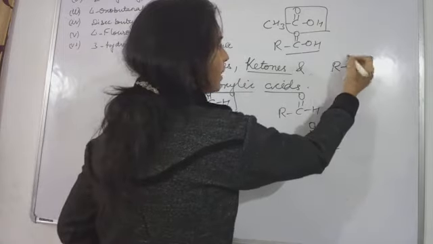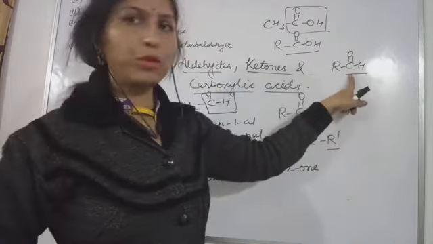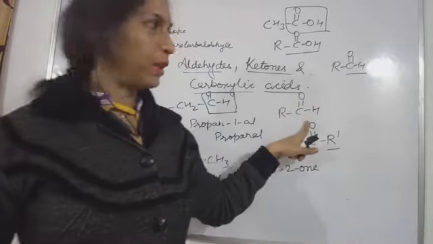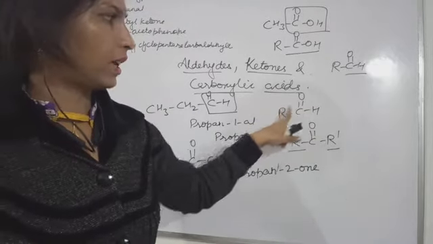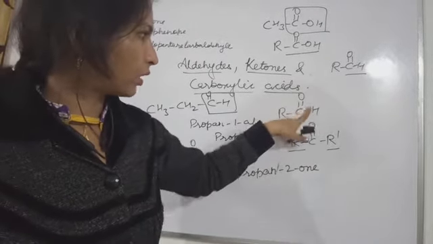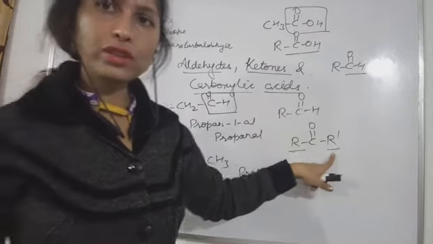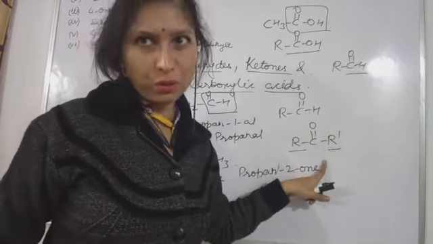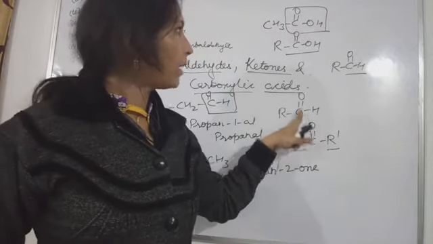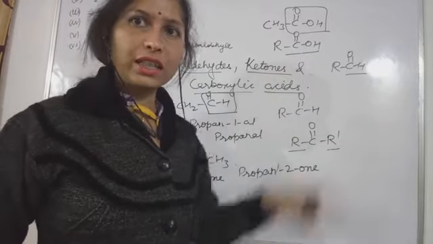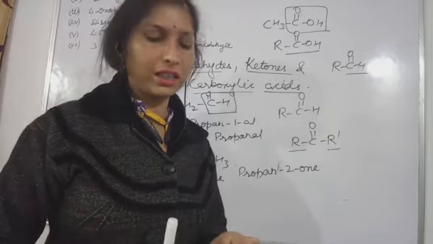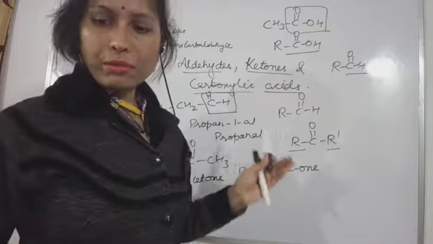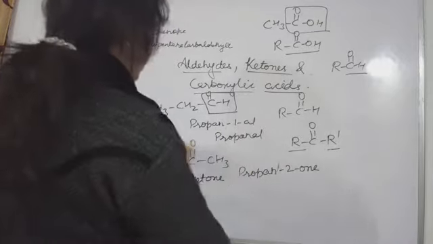In RCHO also, the terminal carbon possesses the functional group. In a ketone, the carbon is not the terminal one, because alkyl groups are present on both sides. So both sides of the carbon possessing the functional group have carbon in the case of a ketone. In the aldehyde group and the carboxylic group, the terminal carbon possesses the functional group. Now let's see how to name them.